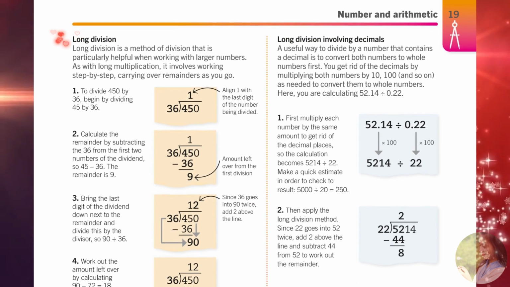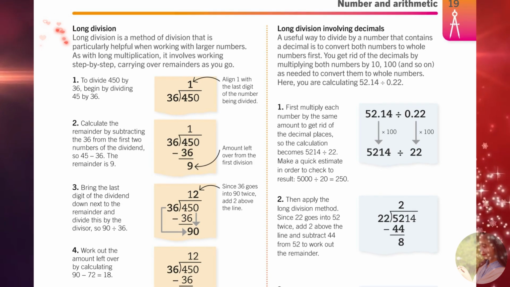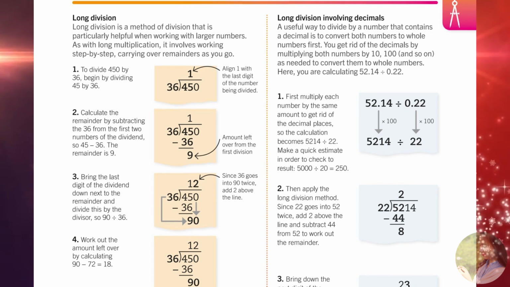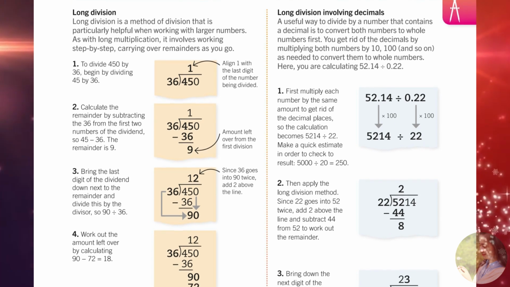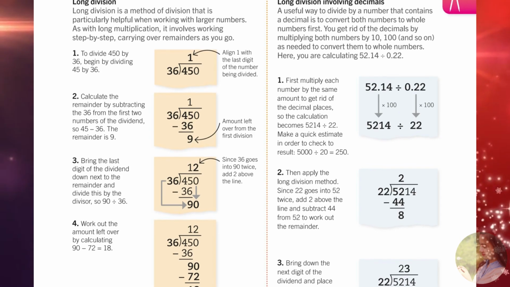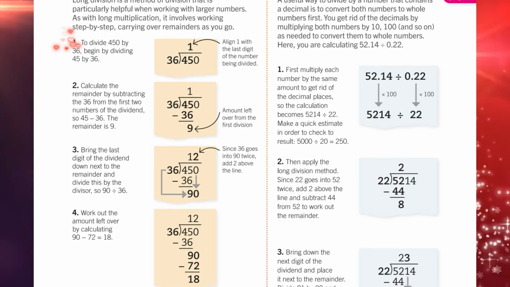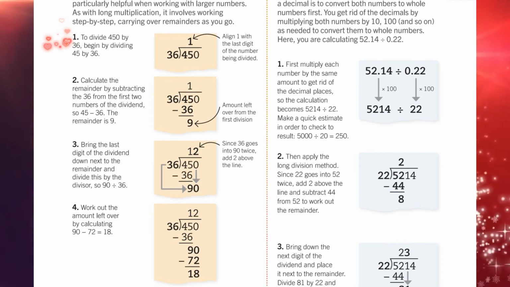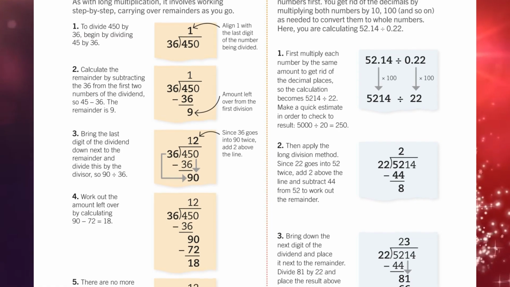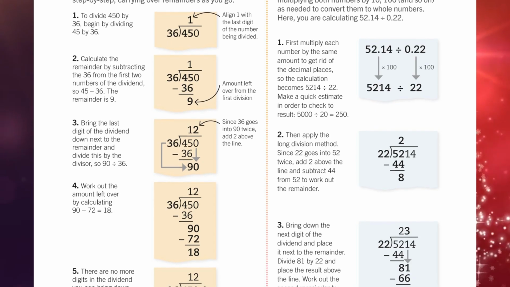Long division. Long division is a method of division that is particularly helpful when working with larger numbers. As with long multiplication, it involves working step by step, carrying over remainders as you go. 1. To divide 450 by 36, begin by dividing 45 by 36. Align 1 with the last digit of the number being divided.